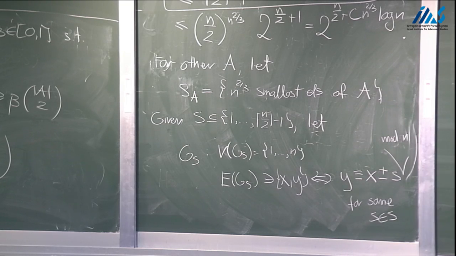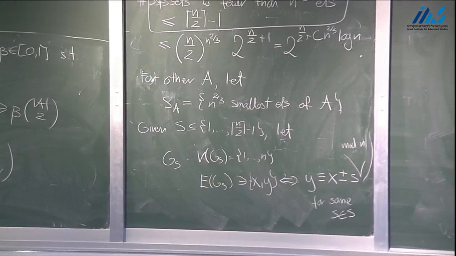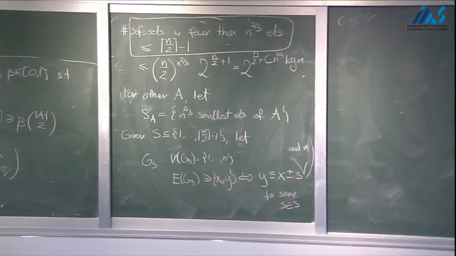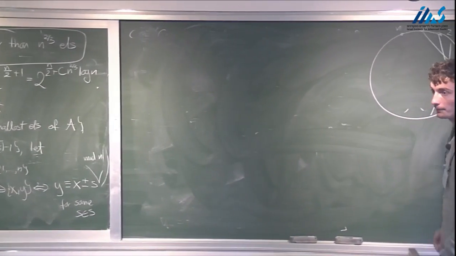So in other words, I look at the numbers 1 up to n on a circle, and then for every element of S, I will just draw a number of chords.